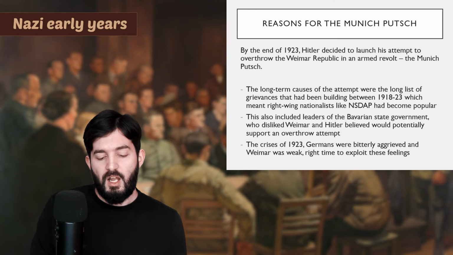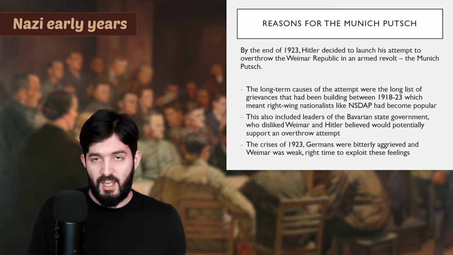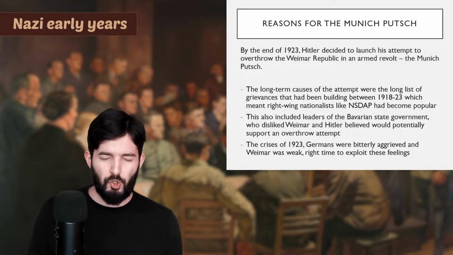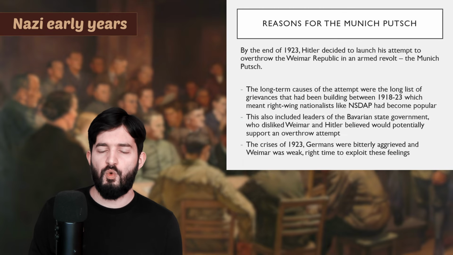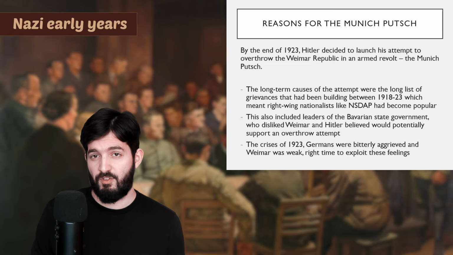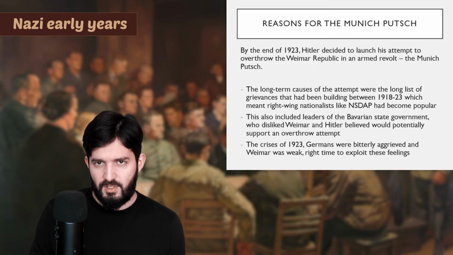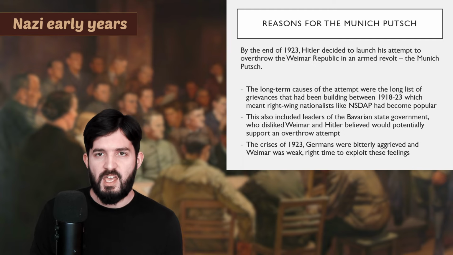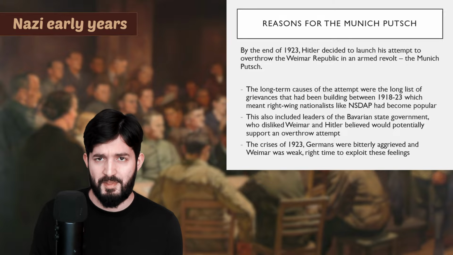That is number one. Number two, as a consequence, this also included leaders of the Bavarian state government. I'll talk about it in more detail later on, but the leaders of Bavaria were also these right-wing nationalists who were unhappy with the nature of the Weimar Republic's rule in Germany, as we mentioned last lesson. Many right-wing nationalists opposed the Weimar Republic. And Hitler believed that because they despised Weimar, he could get the Bavarian government on side to support an overthrow attempt against the German government. That's a really crucial detail.